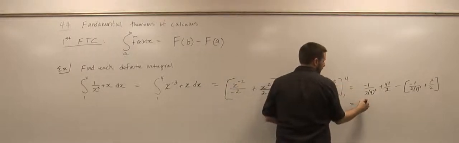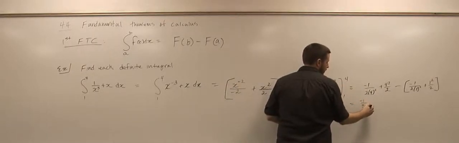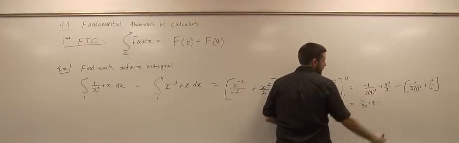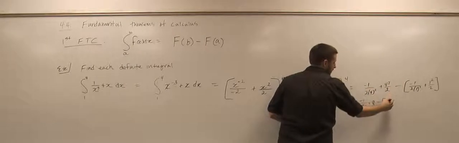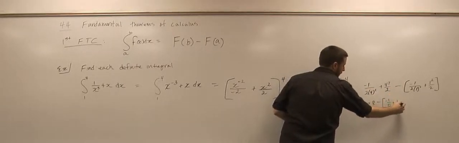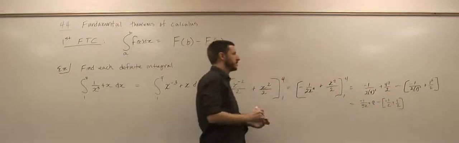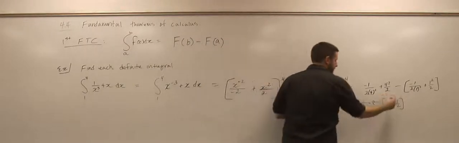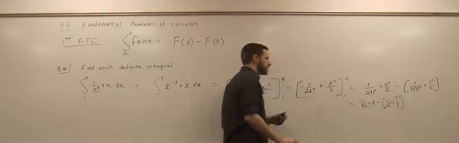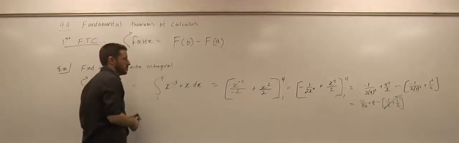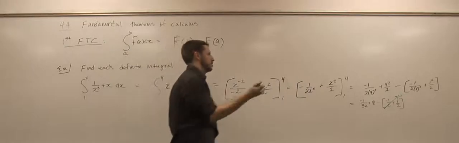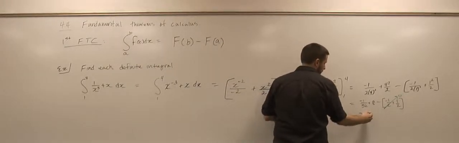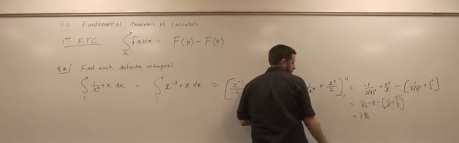So this will be negative 1 over 32 plus 16 over 2, which is 8. Minus quantity negative 1/2 plus 1/2. The parentheses here is 0, which means all I have is 8 minus 1 over 32. That's 7 and 31 over 32.